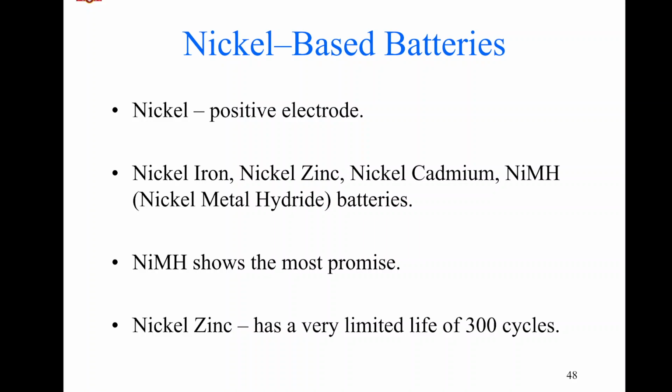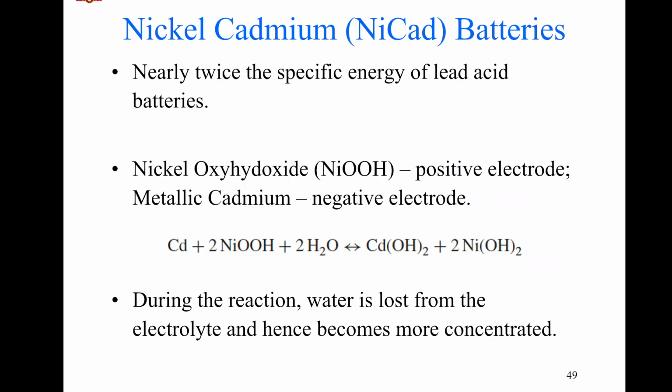Next would be the batteries based on nickel, where nickel is used as the positive electrode. This class has nickel iron, nickel zinc, nickel cadmium, and nickel metal hydride batteries. Amongst these, nickel metal hydride shows the most promise, and the nickel zinc batteries have very limited life cycle. These batteries have nearly twice the specific energy of the lead acid batteries, and in this kind of case, the nickel oxyhydroxide is the positive electrode, and the metallic cadmium is the negative electrode.